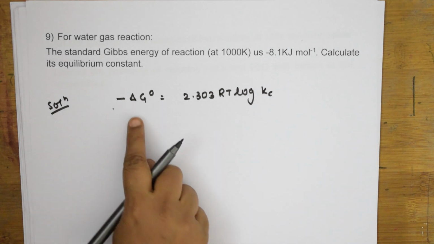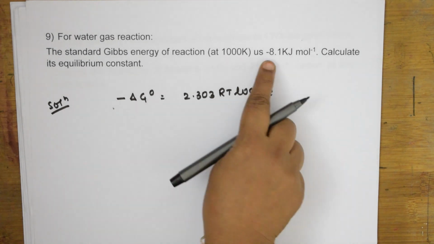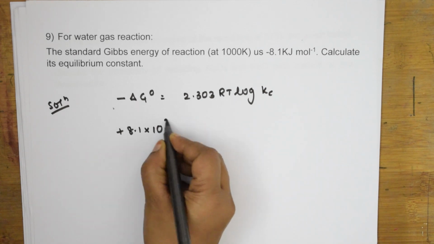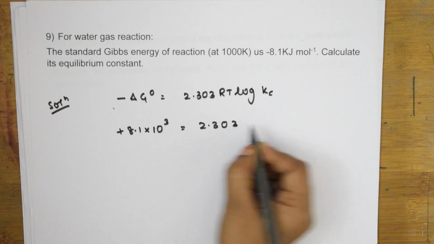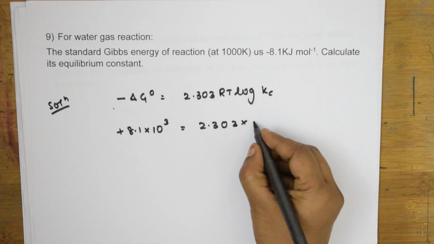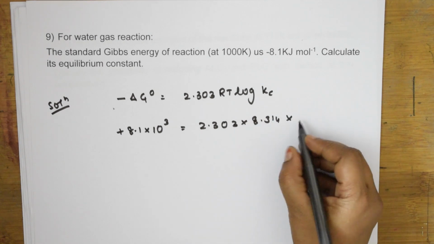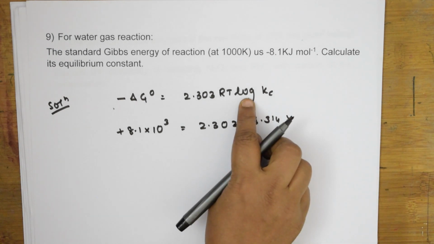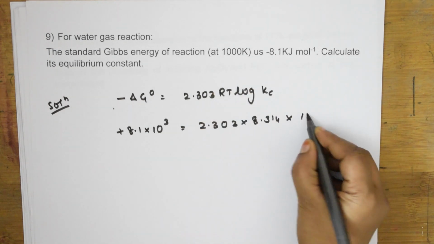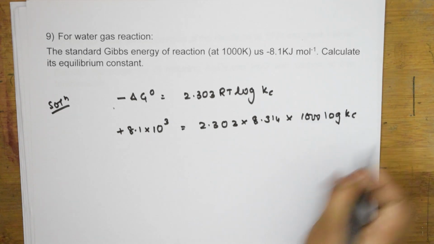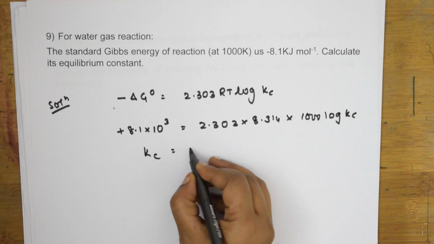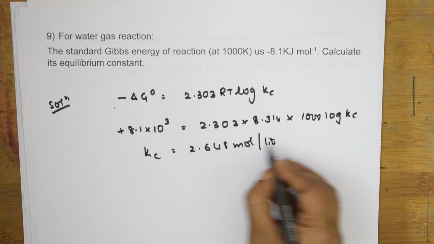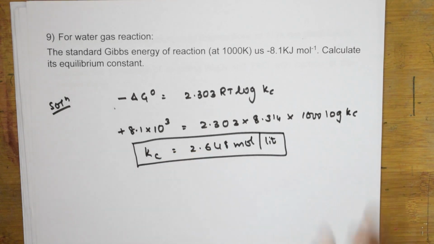Right. Here, what do they give me? They've given me minus 8.1. So that minus becomes plus 8.1 into 10 raised to 3 equals 2.303 into R, which is nothing but 8.314, into T. They said Gibbs free energy at 1000 Kelvin, so it is 1000 log Kc. So I take out Kc outside, I solve, and I get an answer of 2.648 mole per liter. That is the thing.